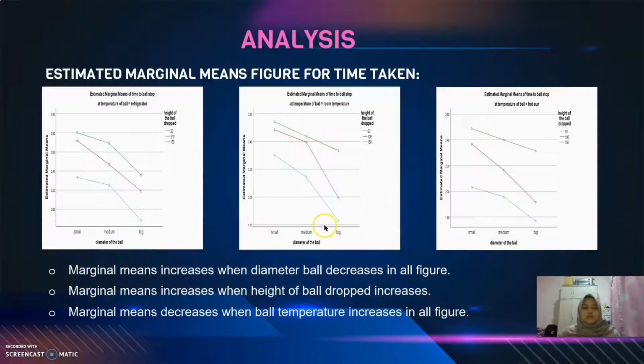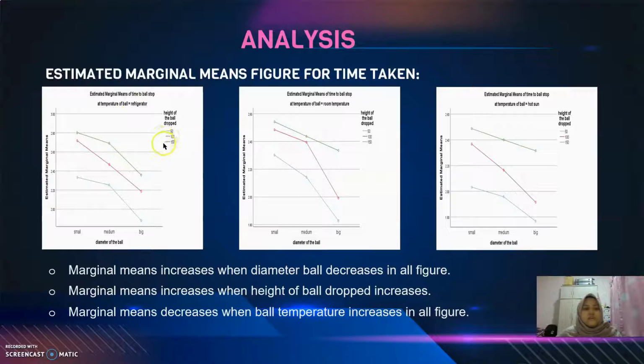Now I will continue on the analysis part. Okay, this figure is known as the estimated marginal means figure, which is generated from the SPSS software. So estimated marginal means is useful to determine the trend of our factors towards the dependent variable. As we can see from the figure, when the diameter of ball decreases, the small ball, the marginal means increase. That means the time taken increases.